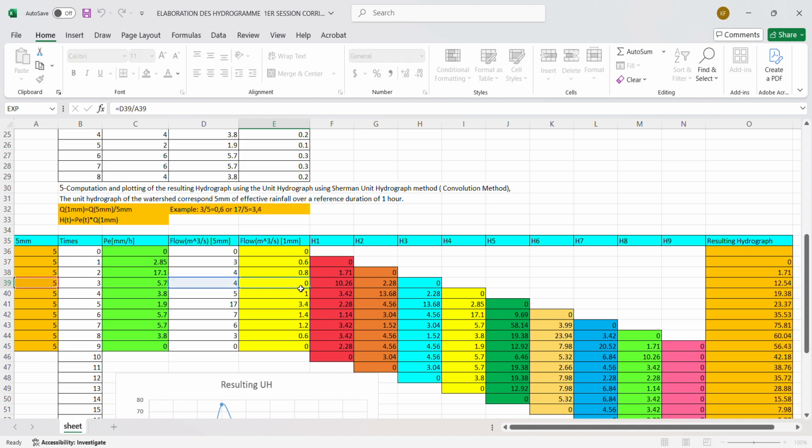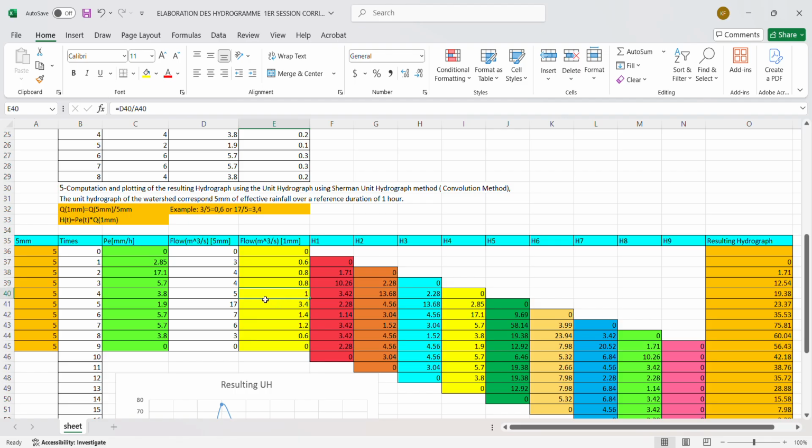Okay, we have the same value because flow rate at 5 millimeter at 2 hours equals flow rate at 5 millimeter at 3 hours. The same value here is repeated here. That's why we have the same value here also.